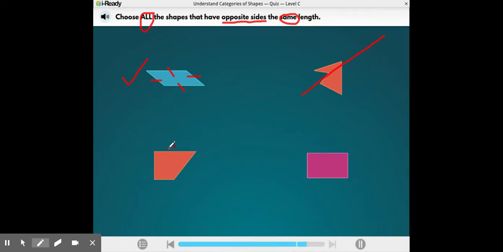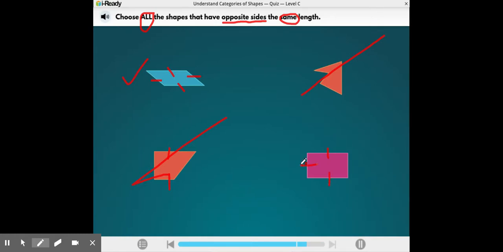On this one here, we've got a side here, and the opposite side is right here. And those are definitely not the same size, the same length. So that one can't be. And then here's a rectangle. Let's look at this side, and the opposite side is here. Those are the same length.